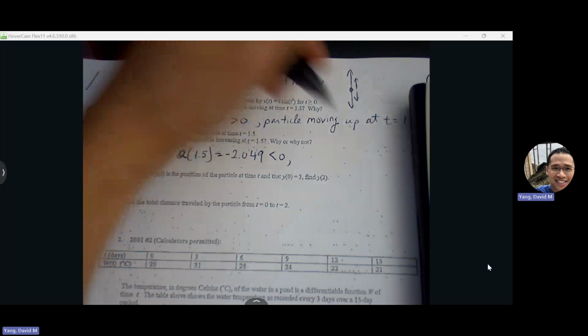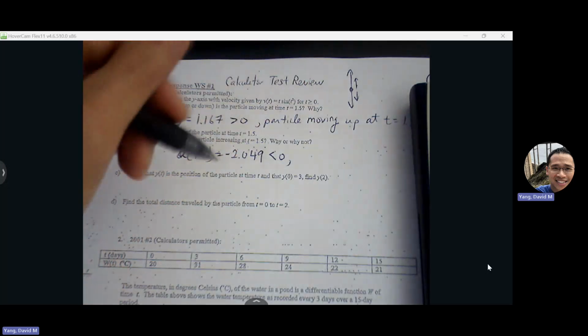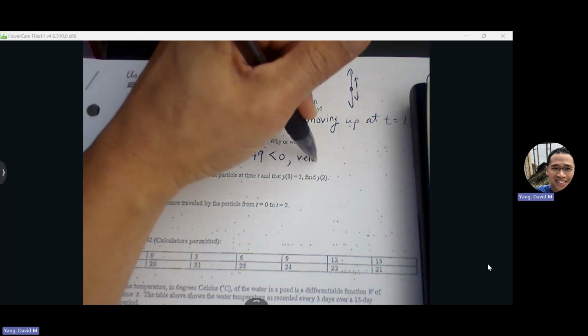And since my velocity is less than 0 and my acceleration is less than 0, I know my velocity is decreasing.